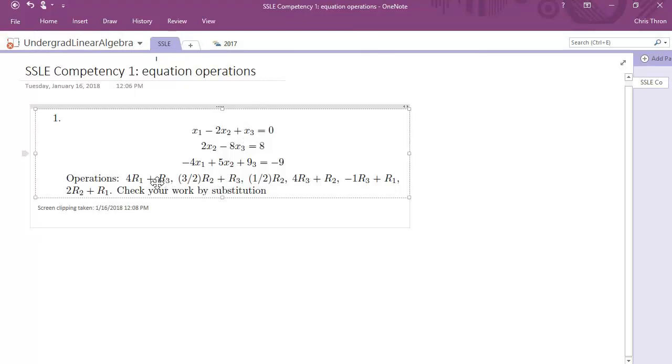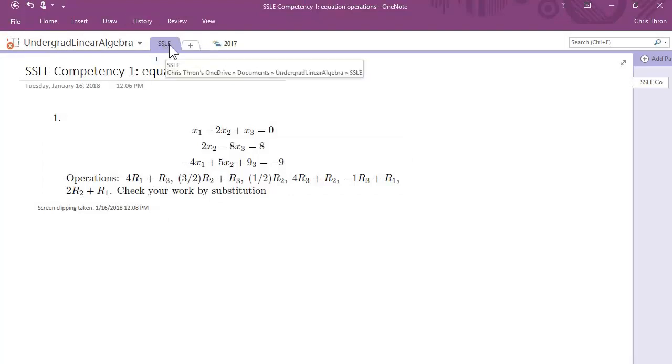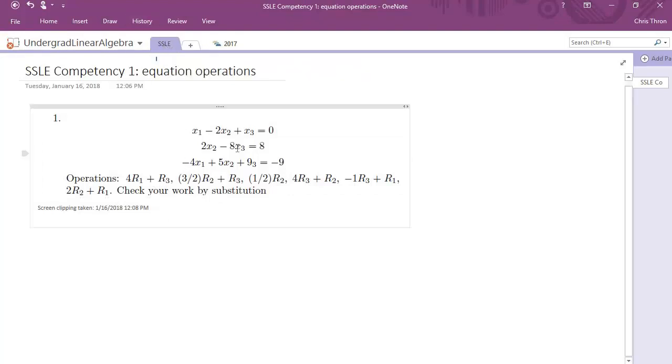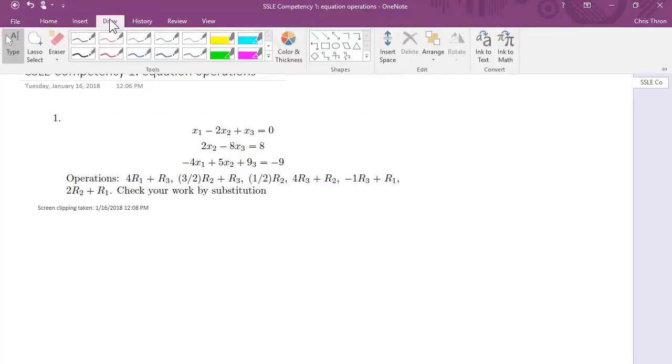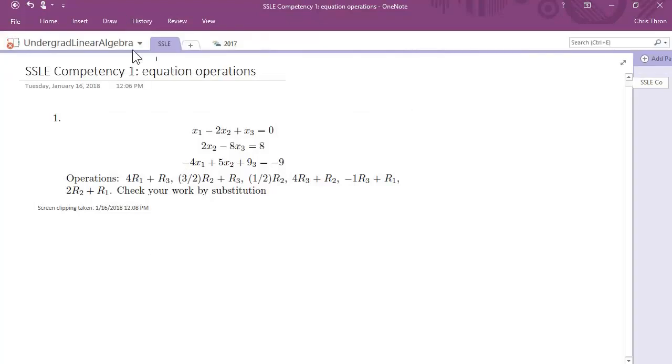And I'm going to apply these operations down here one by one. And after I've done that, I should get a system of equations that I can solve. All right, so let me go ahead and start drawing. First of all, I'm going to rewrite the equations. So I have x1 minus 2x2 plus x3 equals 0.